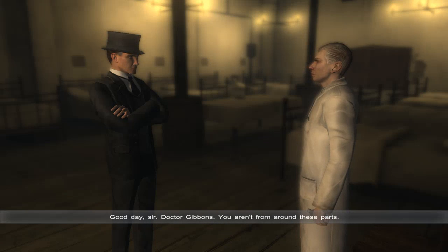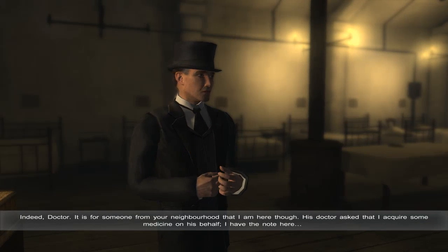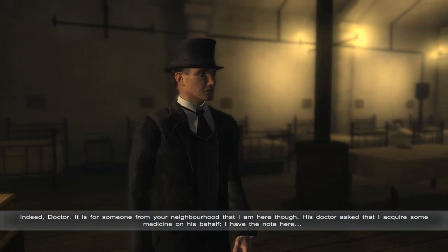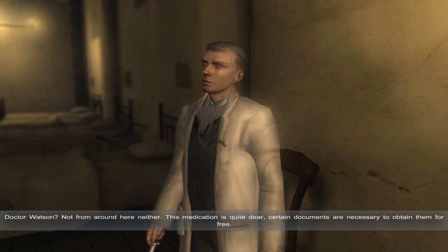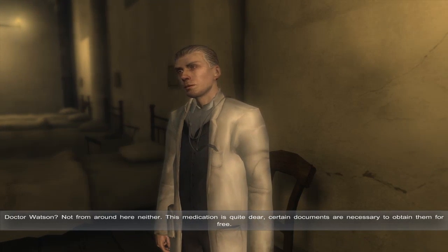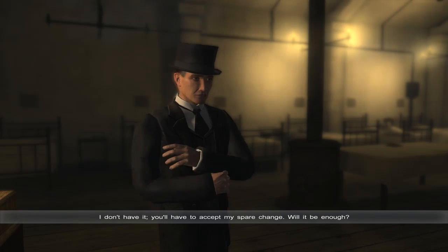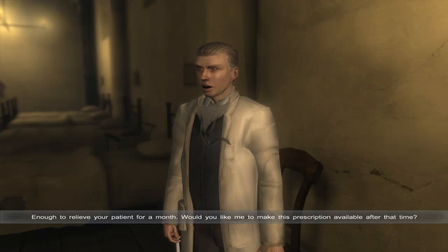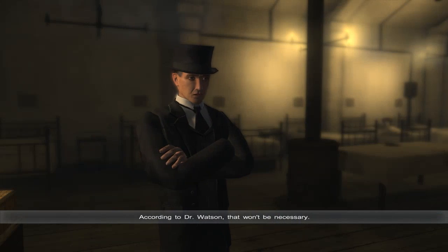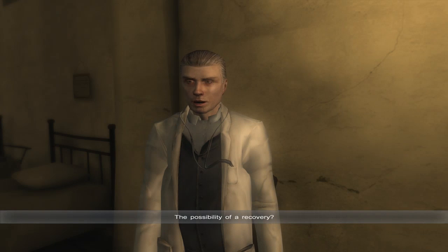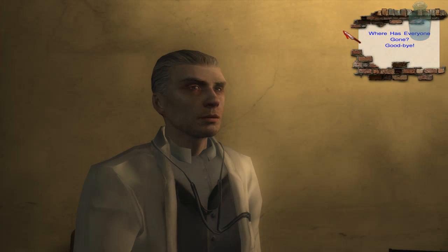Good day, sir. Dr. Gibbons. You aren't from around these parts? Indeed, Doctor. It is for someone from your neighborhood that I am here, though. His doctor asked that I acquire some medicine on his behalf. I have the note here. Dr. Watson? Not from round here neither. This medication is quite dear. Certain documents are necessary to obtain them for free. I don't have it. You'll have to accept my spare change. Will it be enough? Enough to relieve your patient for a month. Would you like me to make this prescription available after that time? According to Dr. Watson, that won't be necessary. The possibility of a recovery? A definitive one, yes. Yes, thank you.